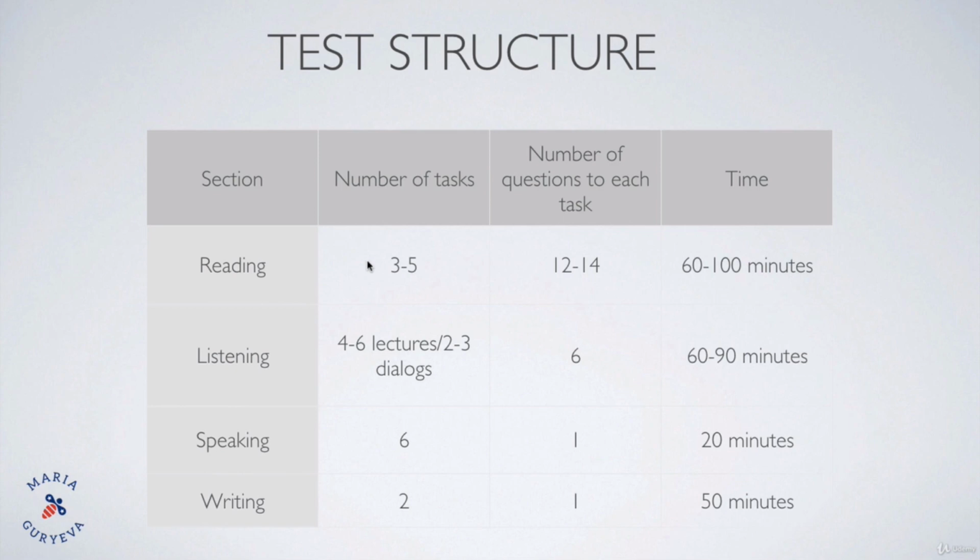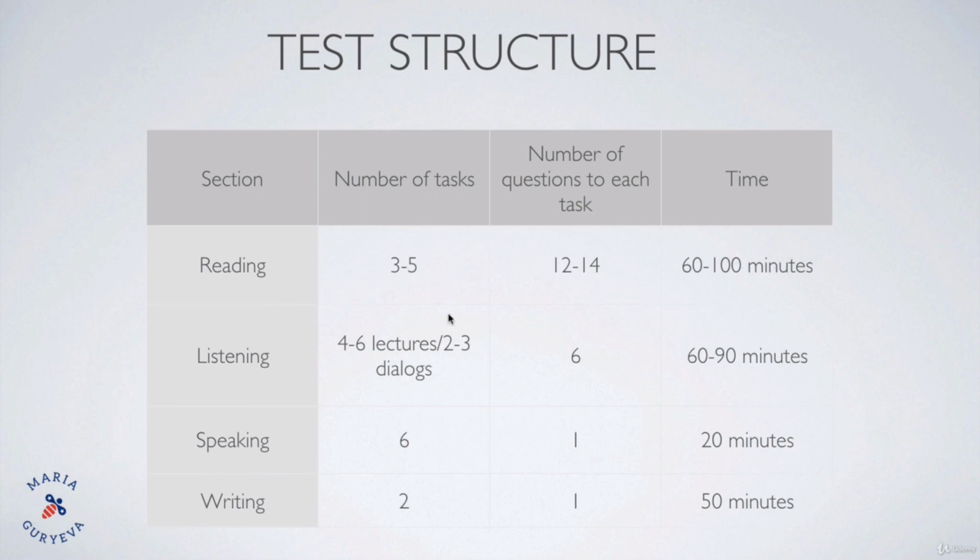So in the reading section, you either have 3 tasks or 5 tasks. So either 3 reading passages or 5. And for each of those texts, you have 12 or 14 questions, sometimes 13. So it's 12, 13, or 14, something like that. And you have 60 or 100 minutes to complete this reading section. So you have 60 minutes if you have 3 texts, and you have 100 minutes if you have 5 texts.